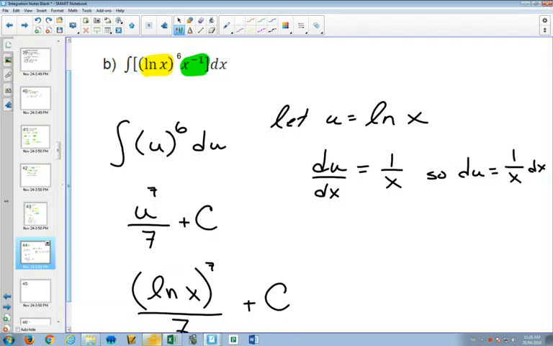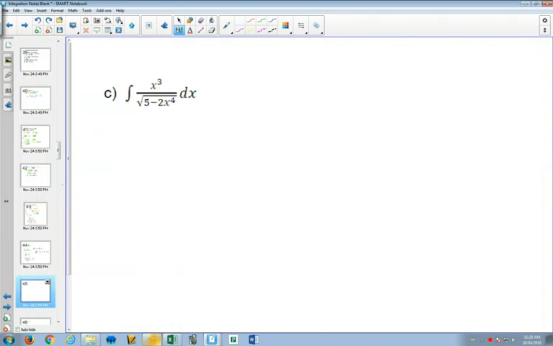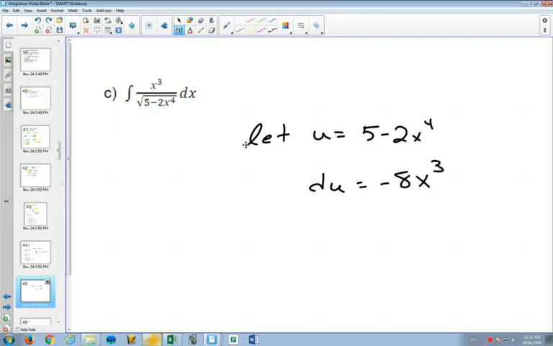So what the substitution does is it breaks it down into something simpler. You can work with one simple thing at a time and then substitute back at the end. And here's a great example of where that happens. Because if we make u the function inside, which is 5 minus 2x to the 4, then your derivative is negative 8x cubed.